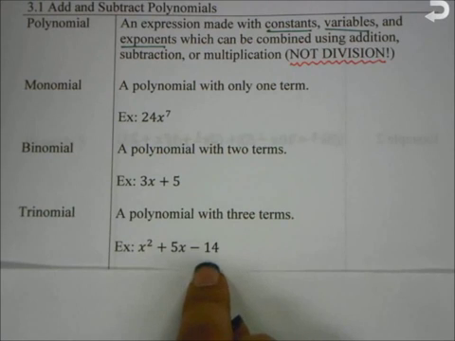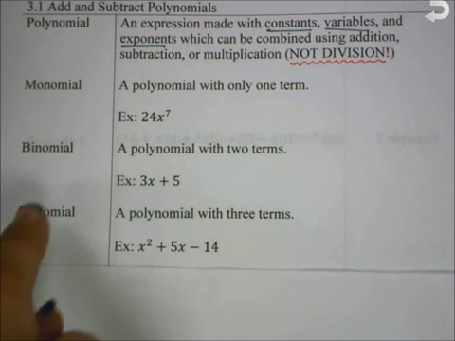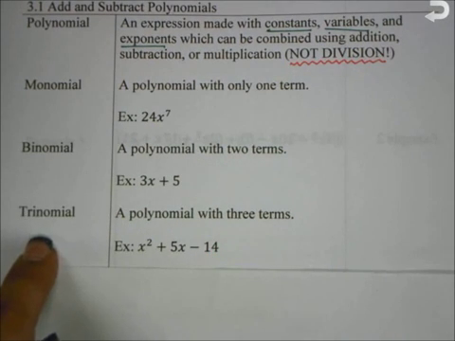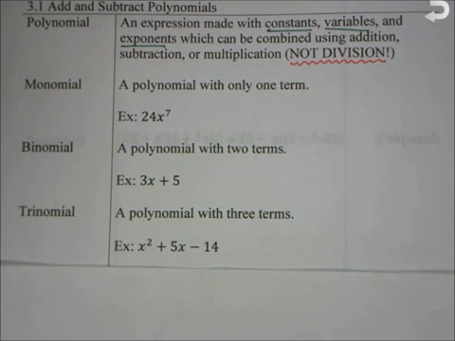So we have these 3 special polynomials: monomial, binomial, and trinomial. They all have their own names. Everything else is just called a polynomial. So if it has 4 or more terms, we just call it a polynomial. There's no special name for it. Okay?